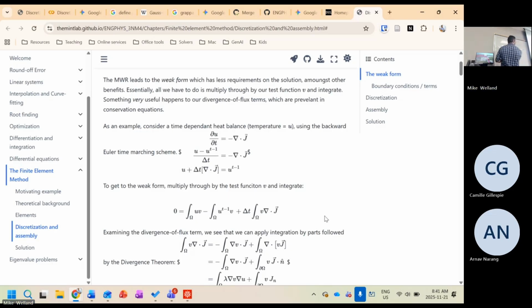Where, sorry, this one? This one to this one? I just expanded what J is so that I could show you guys that it's only dependent on the first derivatives of your temperature and your first derivatives of the test function.